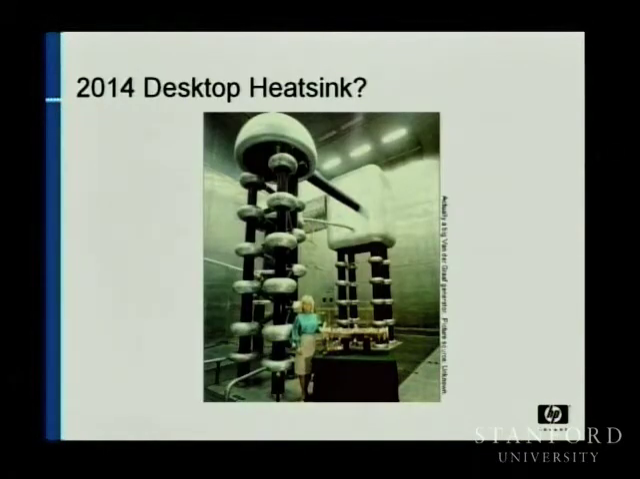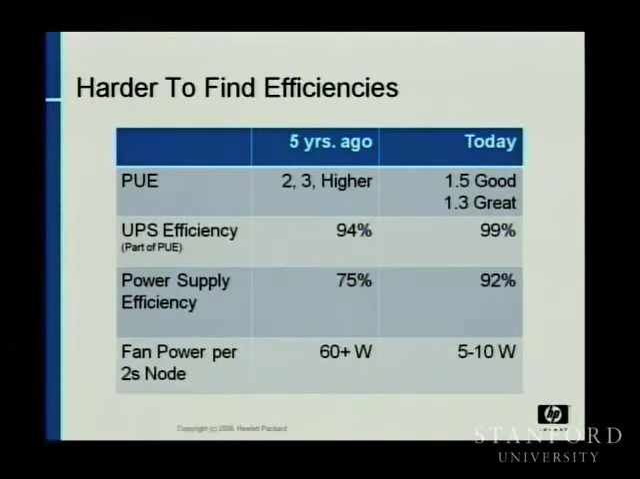Okay, so if things keep on going the way they're going, that's actually a Van de Graaff generator, but you can imagine that might be a heatsink in 2014, right? And there's a roadmap that said that a chip interconnect would be 10 kilowatts in that time frame. And it obviously won't happen, so something has to change.